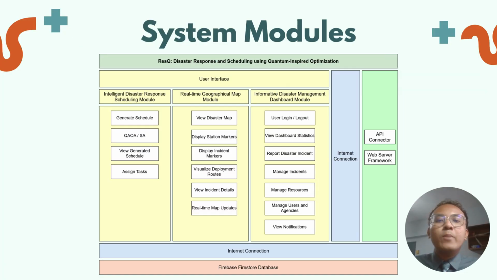Next, let's talk about the three main modules of Rescue. The first module is the Intelligent Disaster Response Scheduling module. This is the core optimization part of the system, where the station leaders can generate the schedule using the instant mode with simulated annealing or extended mode with QAOA. The second module is the Real-Time Geographical Map module. This module displays the disaster incidents, response stations, incident details, and deployment routes on the map. This route is shown for visualization purposes, while the main focus of Rescue is scheduling optimization. The third module is the Informative Disaster Management Dashboard module. This module supports login and logout, incident reporting, dashboard statistics, resource management, user and agency management, and notification alerts. Together, these modules allow Rescue to support reporting, monitoring, coordination, and optimized disaster response scheduling in one platform.